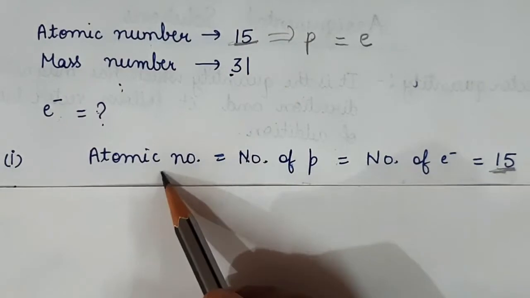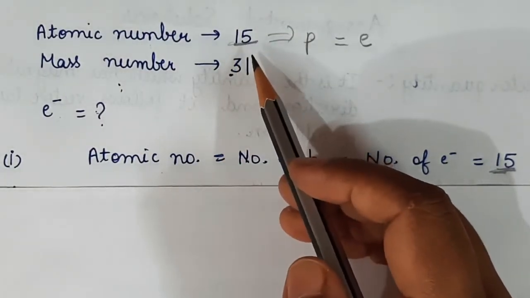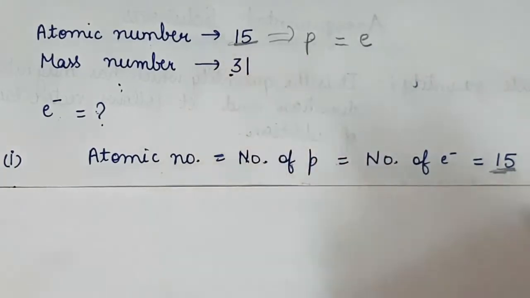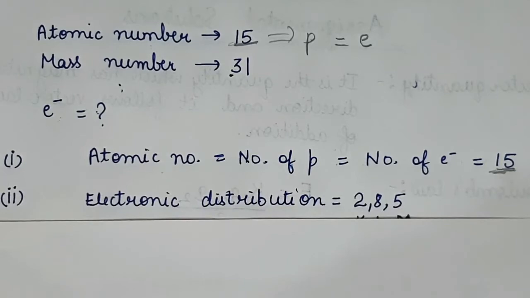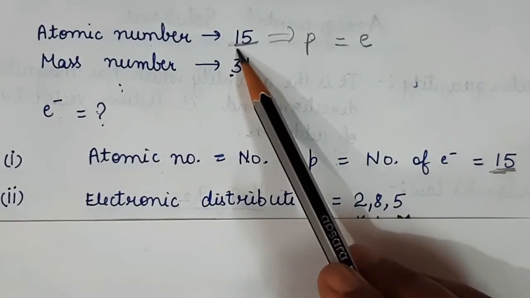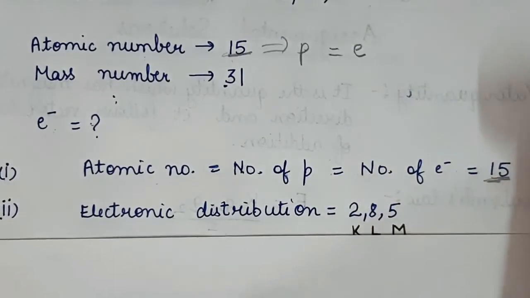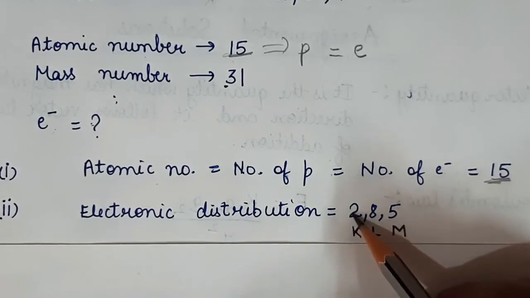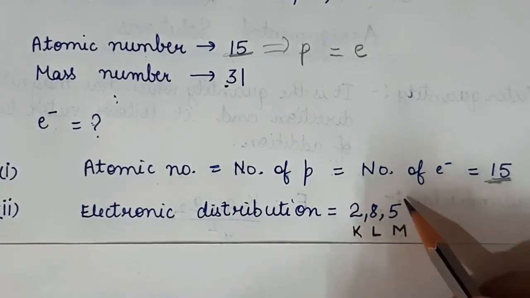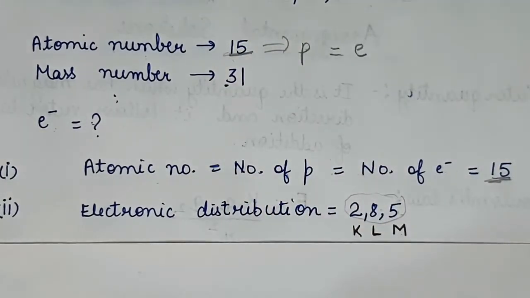Coming to second part, how are these electrons distributed in various shells? Now you know the atomic number, that is 15. So you have to write the electronic configuration or electronic distribution. So what will be the electronic distribution of atomic number 15? It will be 2 in the first shell, 8 in the second shell, and 5 in the third shell. So 2, 8, 5. You can add them. Total it will be 15. So this is question number 9.